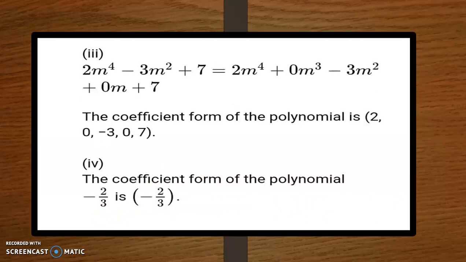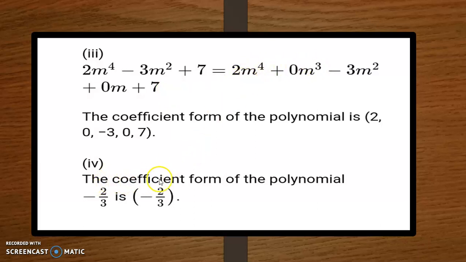Third one, 2m raised to 4 minus 3m square plus 7. So we'll write it in the index form: 2m raised to 4 plus 0m cube minus 3m square plus 0m plus 7. So the coefficient form is 2, 0, minus 3, 0, 7. The coefficients of the index form.